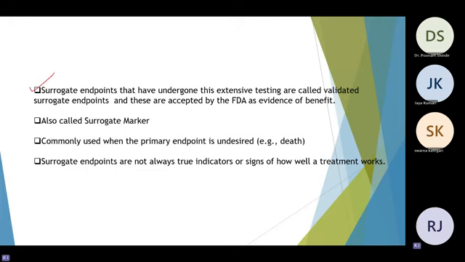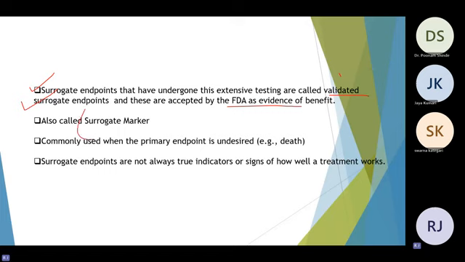Okay. So a few more things about the surrogate endpoint. Surrogate endpoints that have undergone this extensive testing are called validated surrogate endpoints, and these are accepted by the FDA as evidence of benefit, because in the last 30-40 years we have used many surrogate endpoints instead of primary endpoints. Now we have good data. Instead of these primary endpoints, we can use surrogate endpoints, and we can determine the actual efficacy of a drug molecule. Those kinds of surrogate endpoints which have been used for many years, we have enough data. Those are called validated surrogate endpoints.